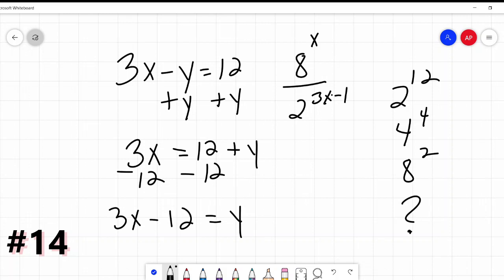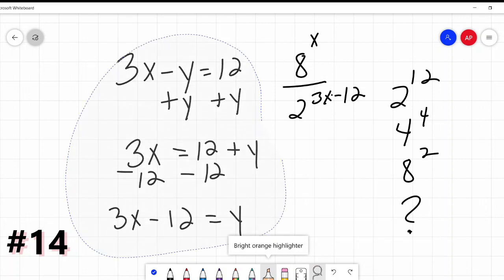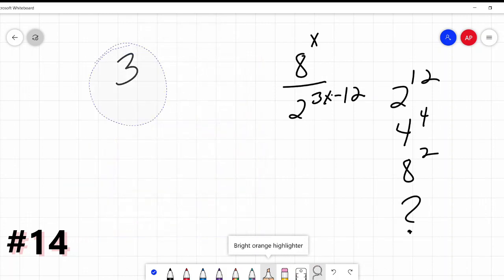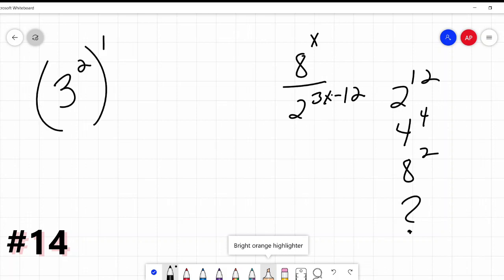3x minus 12. Right, now the rule that they're looking for you to know in this, and I'm going to get rid of this. So we've used that. That's done. Okay, the rule that they're looking for you to know is this. If I have things with the same base, actually there's two rules. We'll get into this in a second. All right, two rules. Here's the first rule. They want us to know if I have something that looks like this, 3 to the power of 2, to the power of 10, this is equal to 3 to the power of 2 times 10. You multiply them.